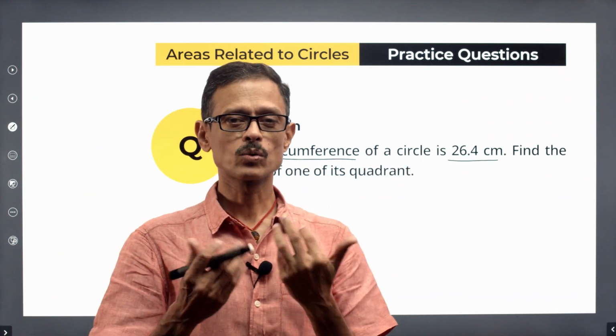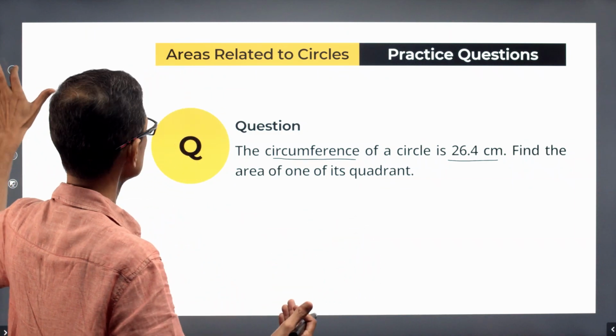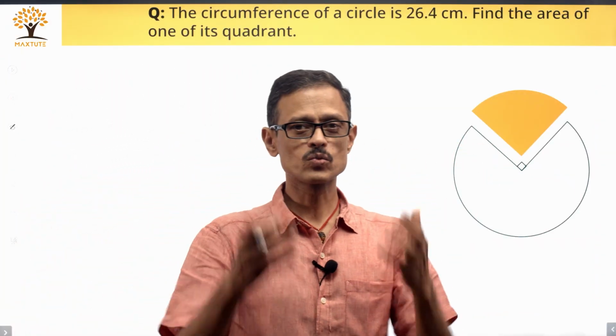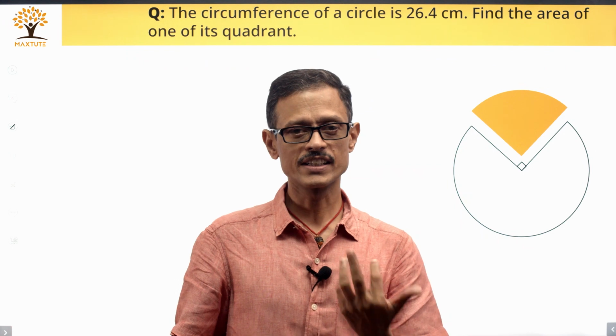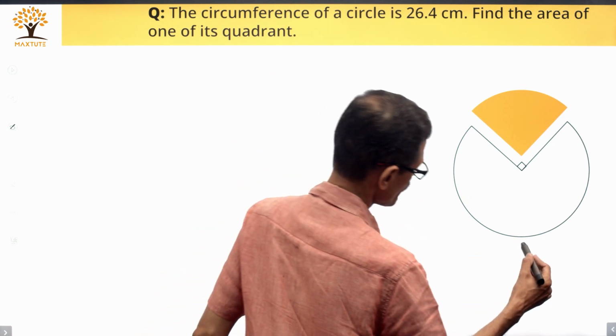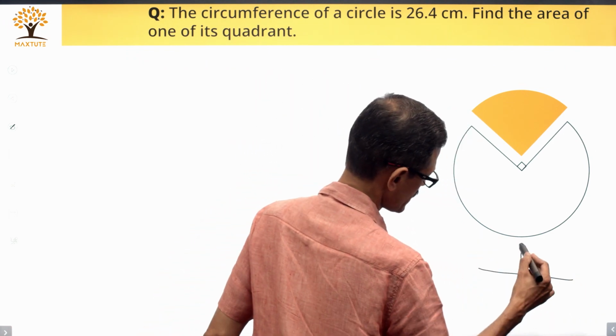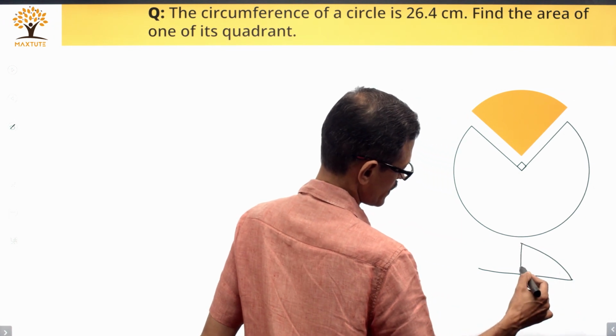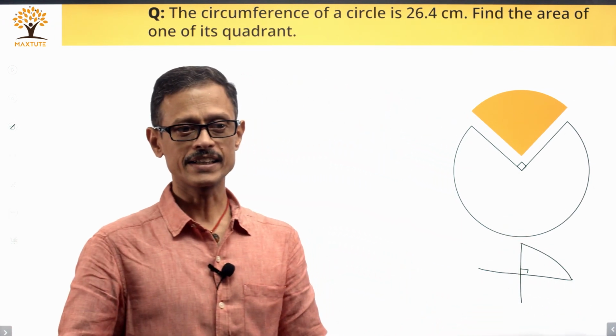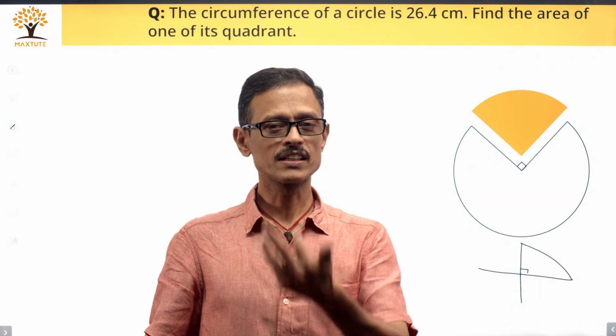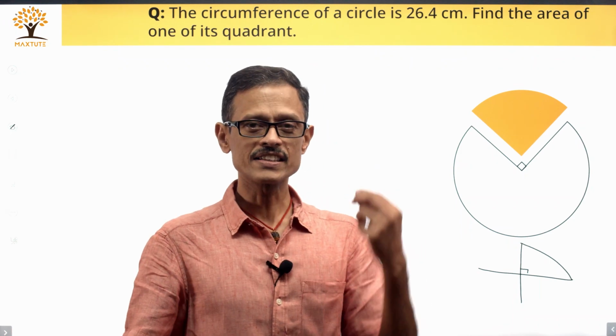What's a quadrant? A quadrant is actually a sector which subtends an angle of 90 degrees. It's 1/4 of the area of a circle is what we are talking about. If you recall from what we did in coordinate geometry, this is what a quadrant is, right? So essentially this angle is equal to 90 degrees. So 1/4 the area of the circle is going to be the area of the quadrant. It's essentially the area of the sector.